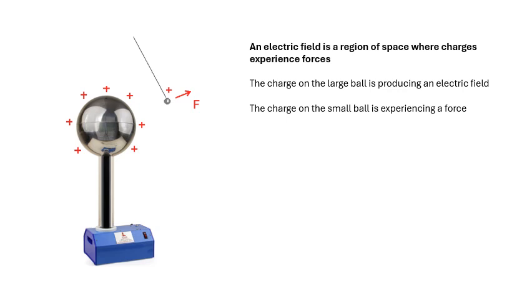Here, charges experience forces. So this sphere, the Van de Graaff generator ball, is producing an electric field. Or rather, the charge on the ball is producing an electric field. And then on the small ball, which is on a bit of an insulating thread there, that charge is experiencing a force because it is in that electric field.